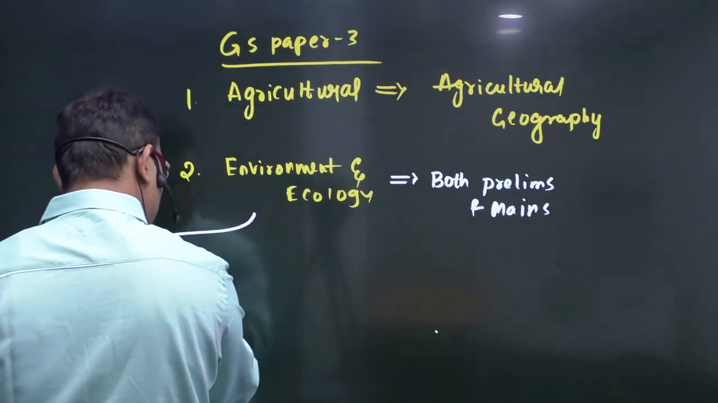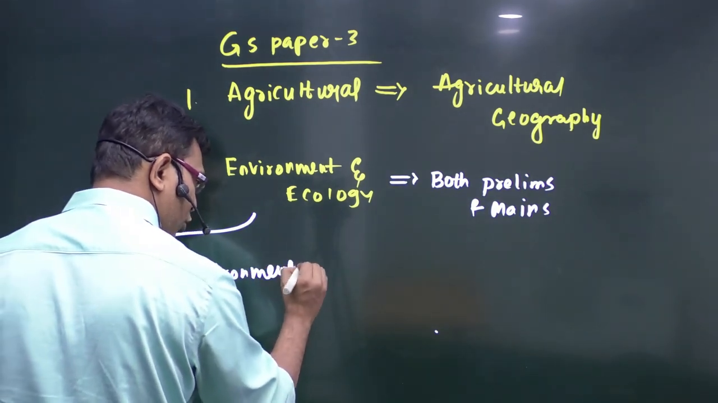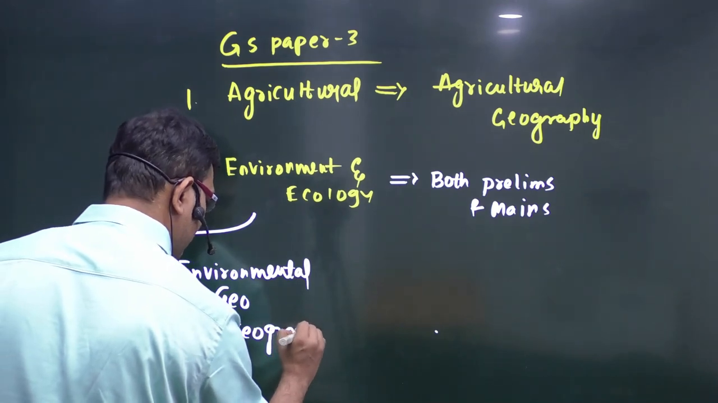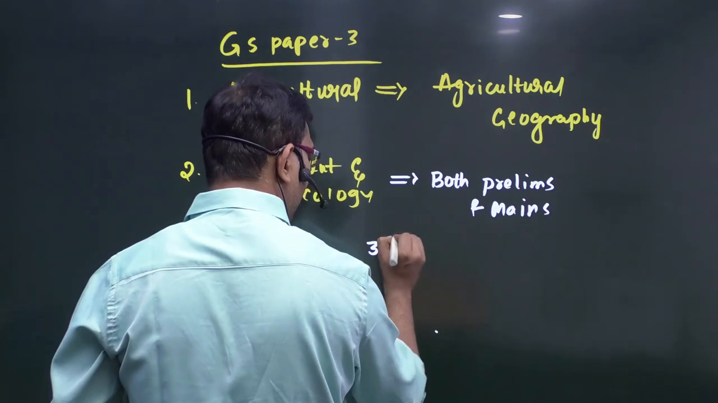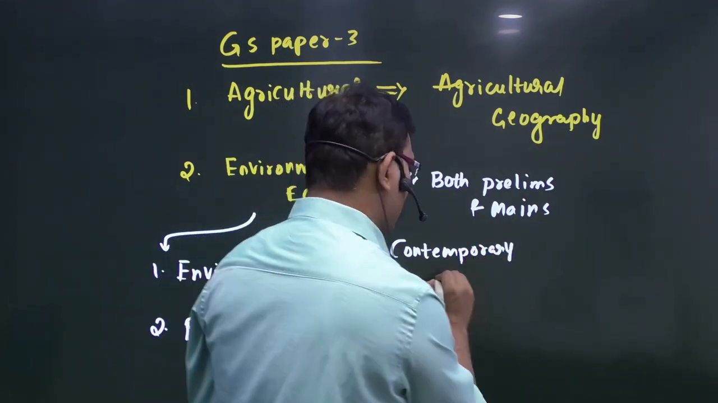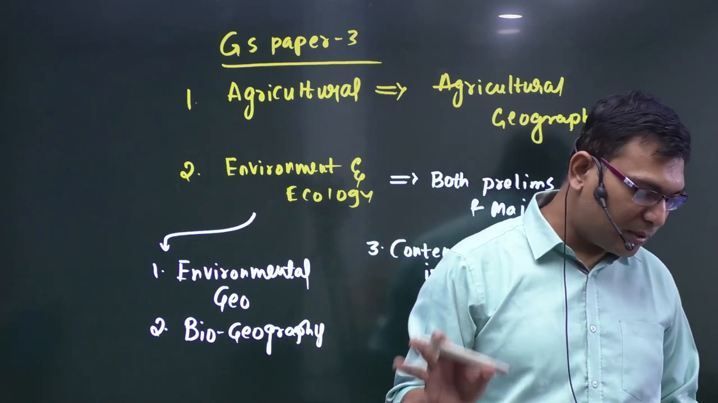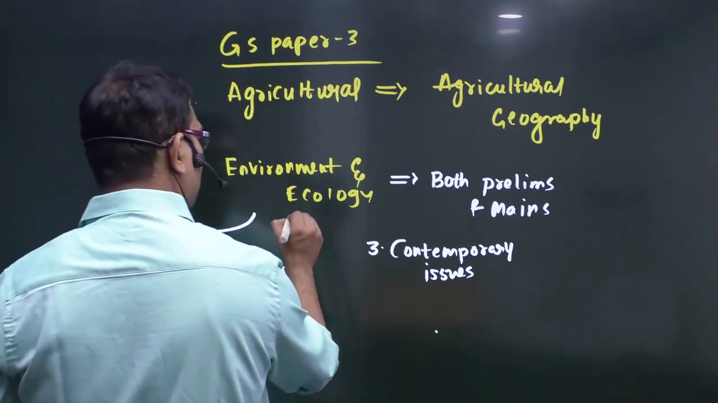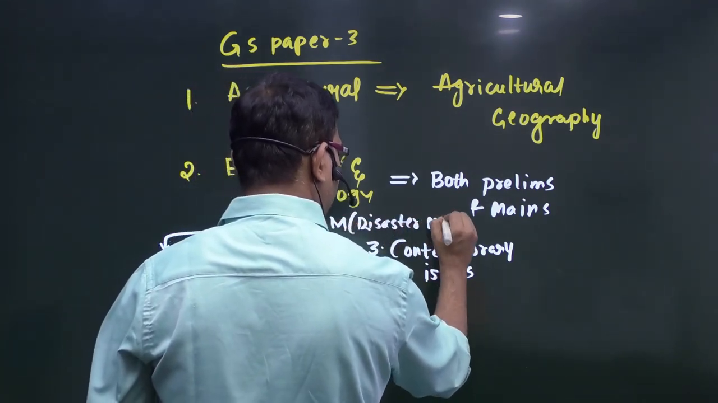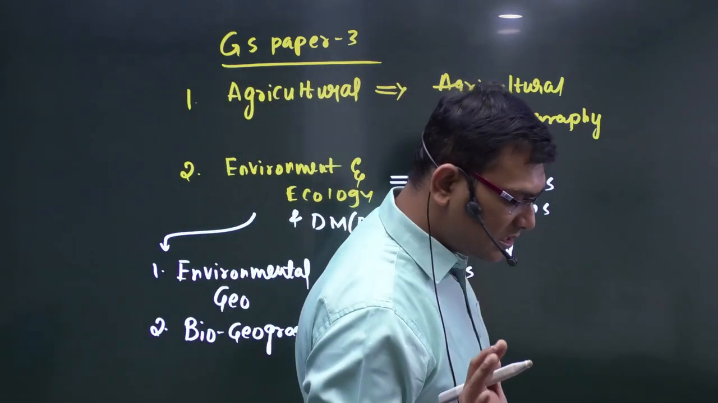So from where are you going to read this? First, you have environmental geography in paper 1. Second, your biogeography, which is also part of agriculture, soils, etc., also helps you. Third, you have contemporary issues. In paper 2, there are ecological issues, environmental hazards, landslides, earthquakes, tsunami, floods, etc. That you can cover, and also disaster management. I'll write disaster management also. So that will also be helpful. Contemporary issues and disaster management are done.